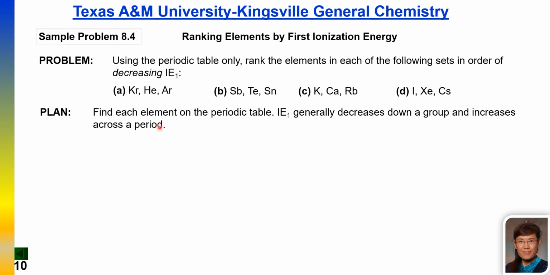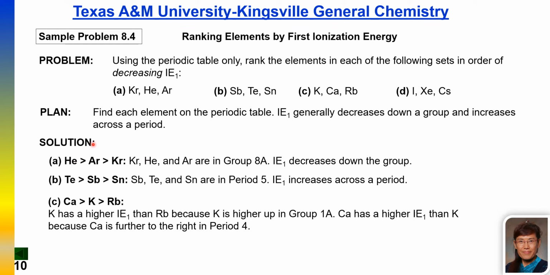What's our plan? Again, find the periodic table, find the element location in your periodic table. The same group decreases from top to bottom. The same period increases from your left to the right. So let's see our solution. For your first group, let's see, helium is the top, and argon and krypton. So therefore, they are in the same group from top to bottom, decreases, yes.